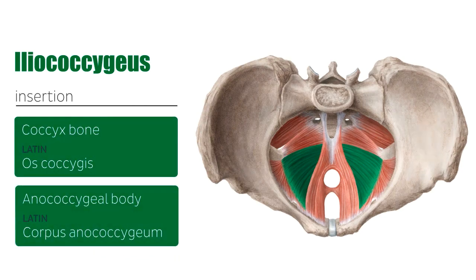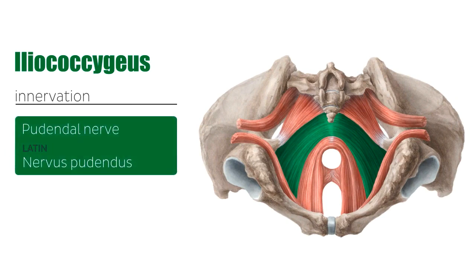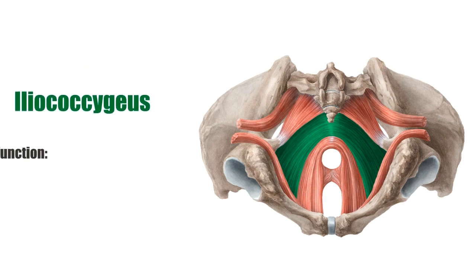As for the innervation for the iliococcygeus muscle, the pudendal nerve is going to come from the sacral plexus and innervate the iliococcygeus. As for a quick word on the different functions associated to the iliococcygeus, one that is important to remember is that it will be able to lift and also close the anus.